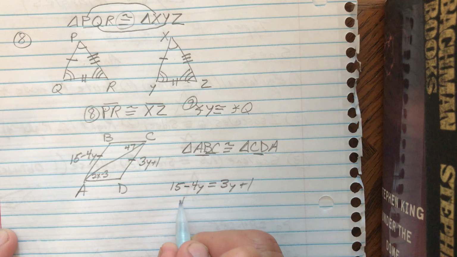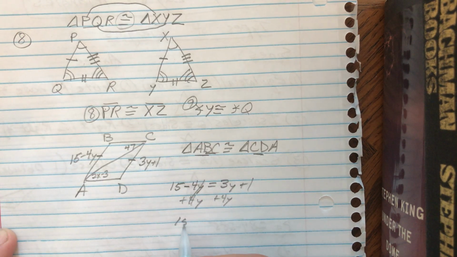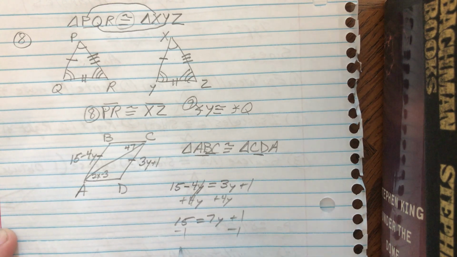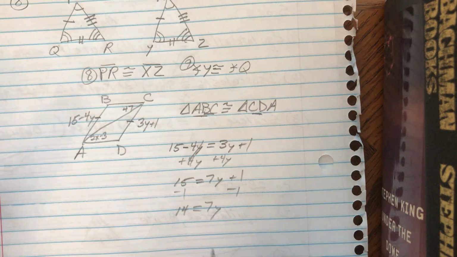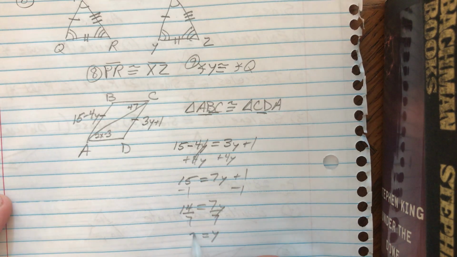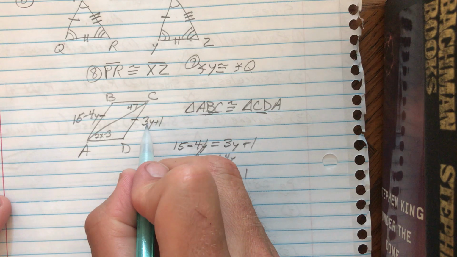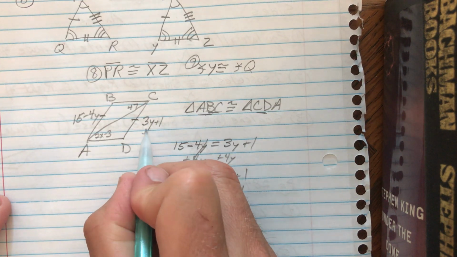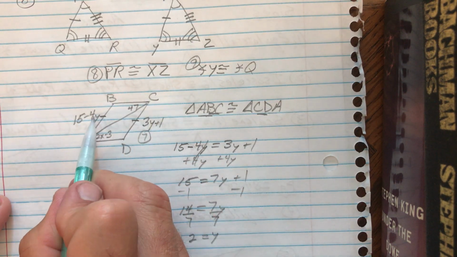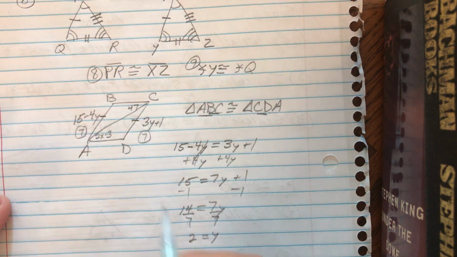We could solve this. Add 4y to both sides. Subtract 1. Y is 2. And let's check that. When you plug 2 in, 3 times 2 is 6 plus 1 would be 7. 4 times 2 is 8. 15 minus 8 is also 7.